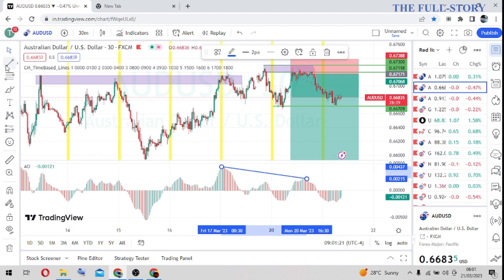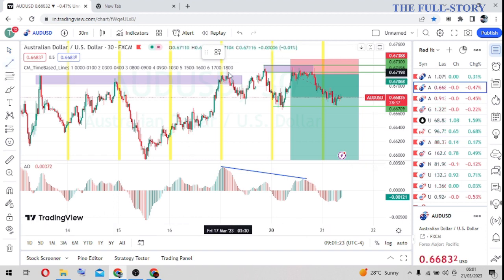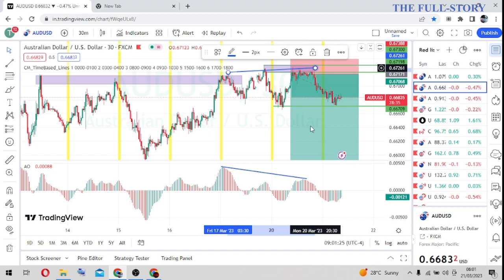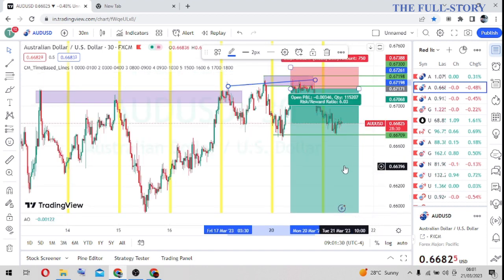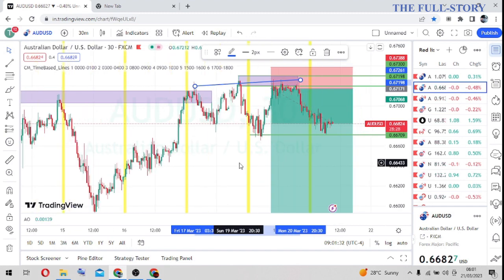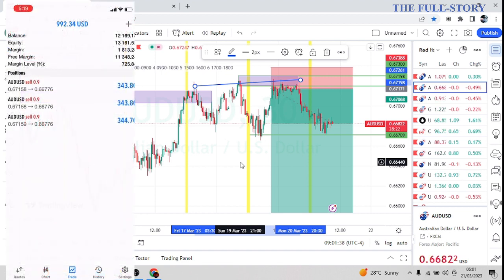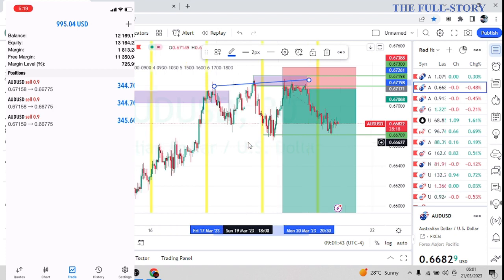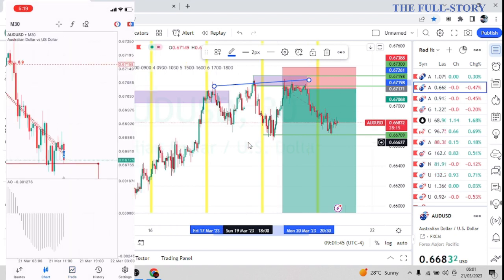Already price is in the zone. We see price still in the zone, and here we see a divergence. This was my fourth confluence to take a sell on this trade. I'm actually trying to do a trial or forward testing on my strategy as I'm preparing myself for a funded account.